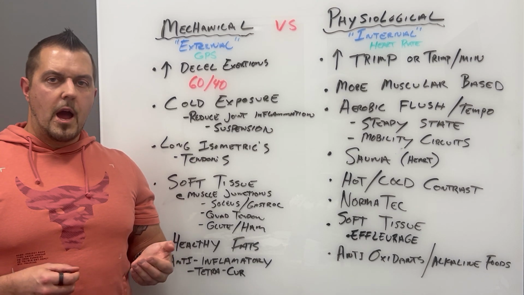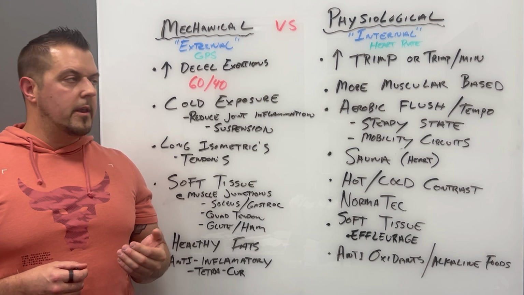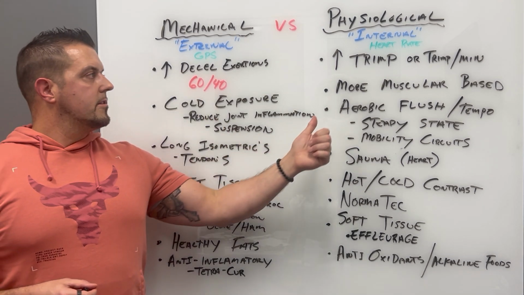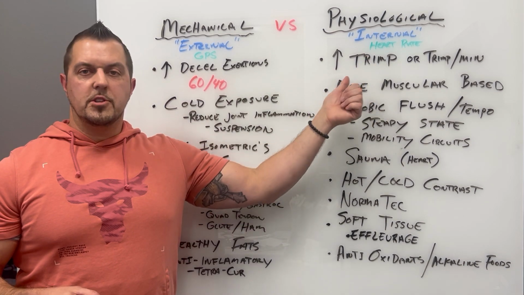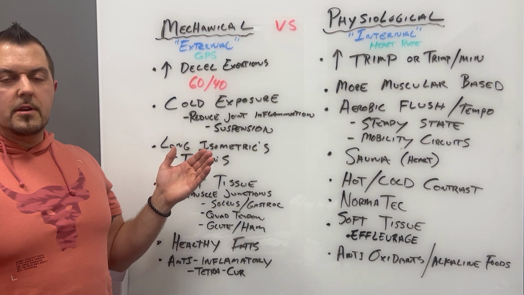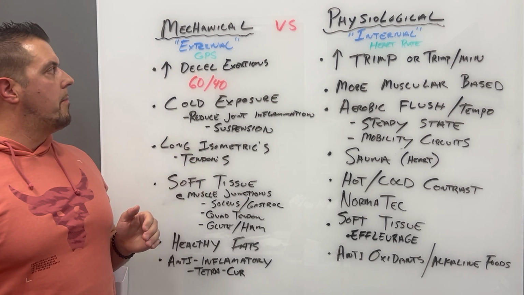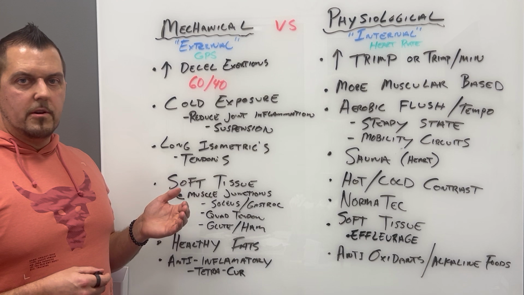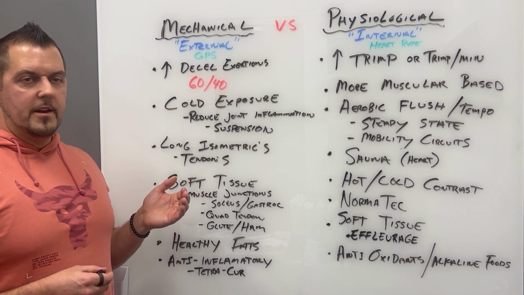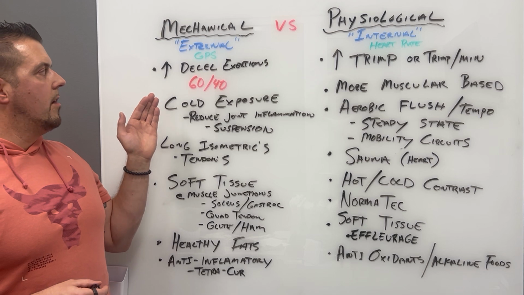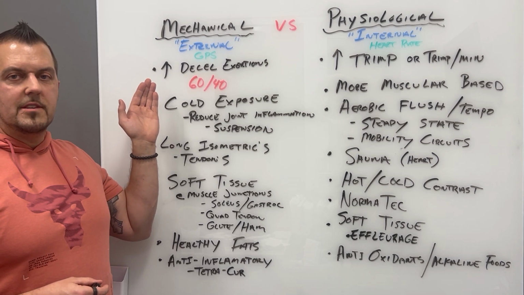Typically, the simplified way I like to explain it is, this is going to be more the suspension of the car, and this is going to be more the engine of the car, okay? So first off, when we're measuring mechanical via external means, it's going to be, like I said before, your GPS, your accelerometry devices, things like that. Typically, we're going to weight the mechanical side on the higher amount of decel exertions.